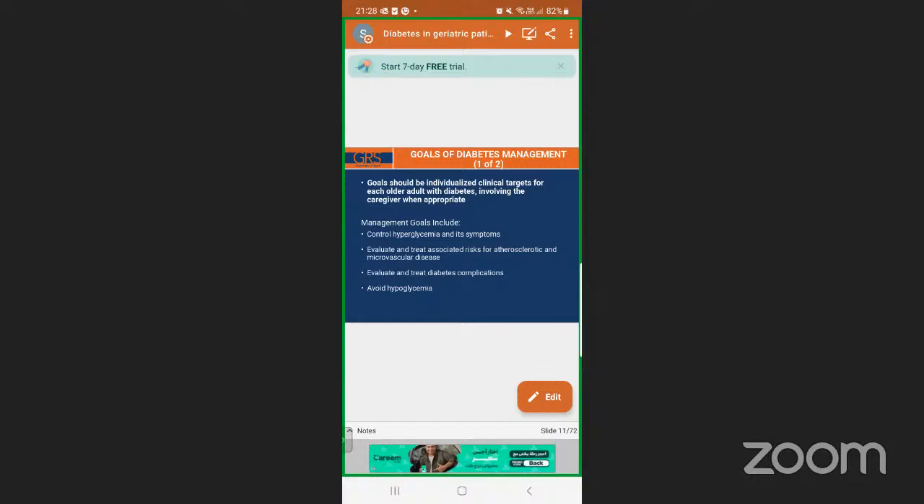Life expectancy and time needed to achieve clinical benefits from a specific intervention must be considered when treating older adults with diabetes. This is because some treatments may not show their full benefits until several years later, and the treatments planned should be realistic given the patient's overall health and life expectancy.